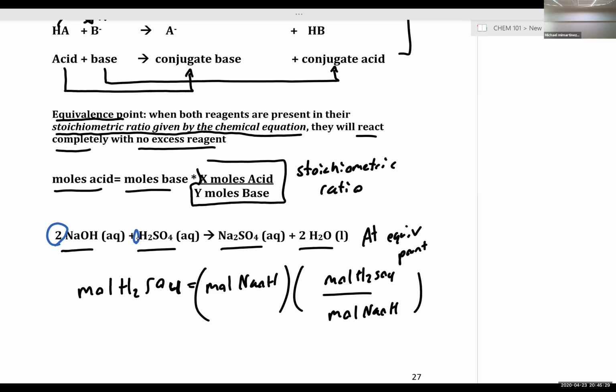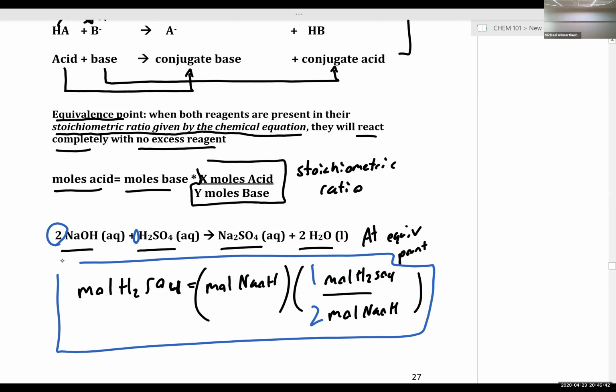Let's get a few more responses in the chat. 1 to 2, exactly right. I see a lot of reasonable responses to that effect. So this is our equivalence point, when the moles of sulfuric acid are present in stoichiometric amounts relative to sodium hydroxide.